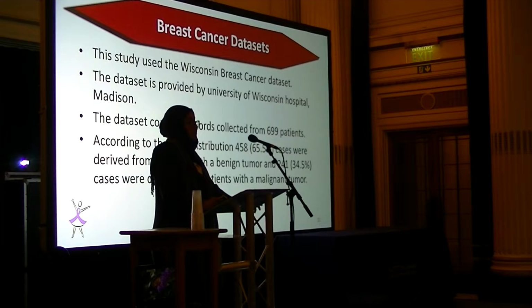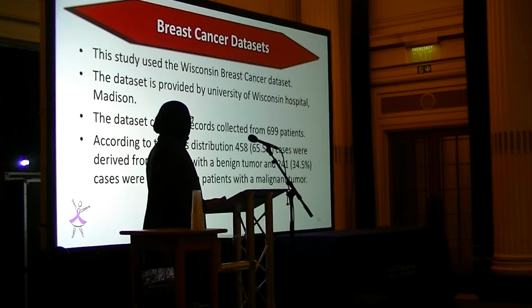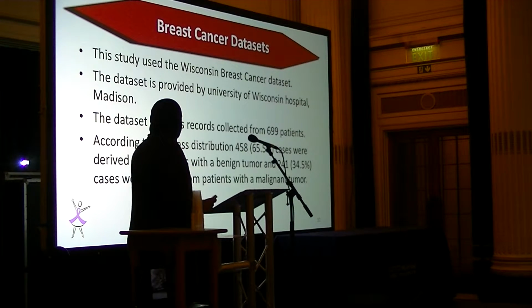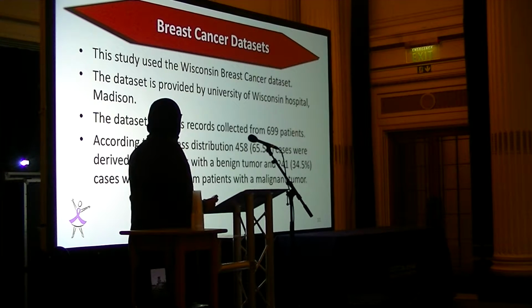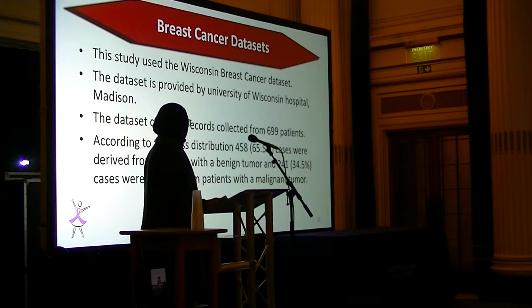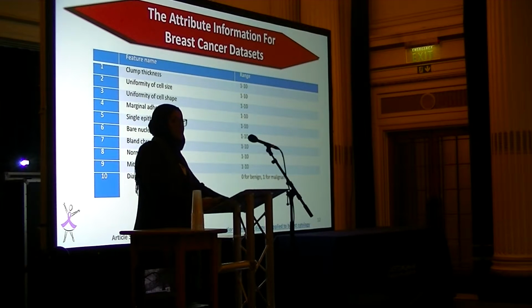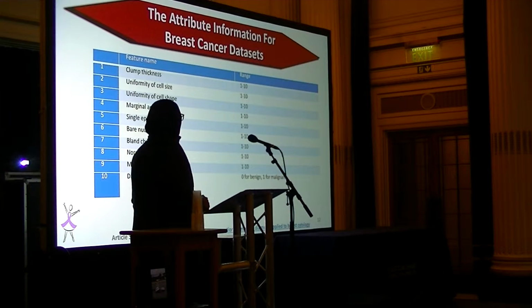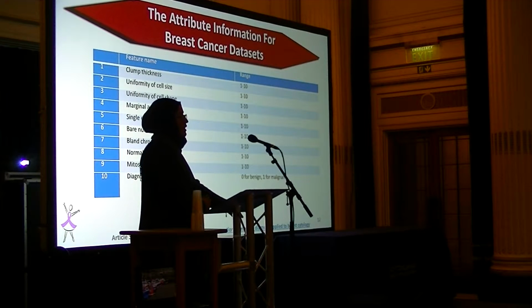The datasets. We use the Wisconsin breast cancer dataset provided by the University of Wisconsin Hospital in Madison. The dataset contains records collected from 699 patients. According to the class distribution, there are 458 benign cases and 241 malignant tumor cases. This is the description of the Wisconsin breast cancer dataset. Nine attributes are used to describe the features, and the last one is used to describe the diagnosis class.